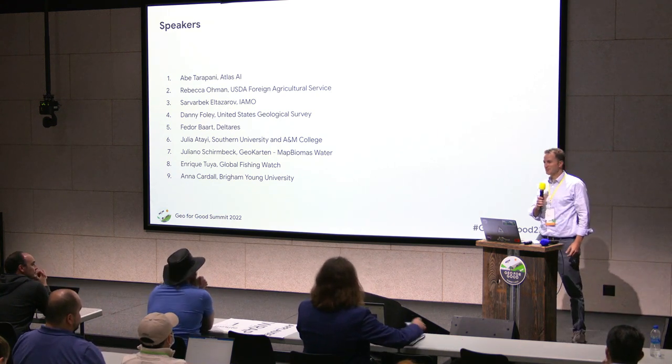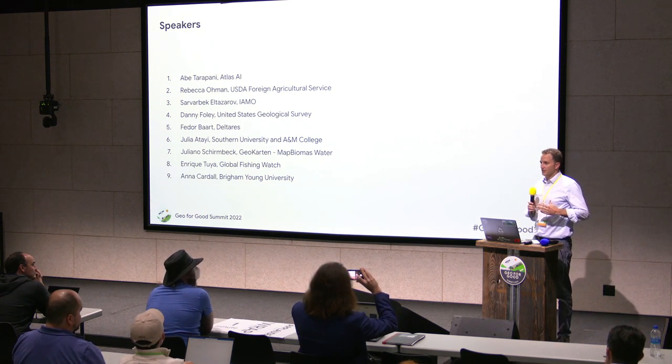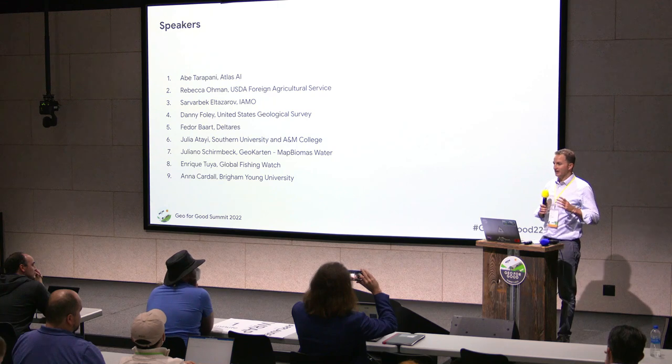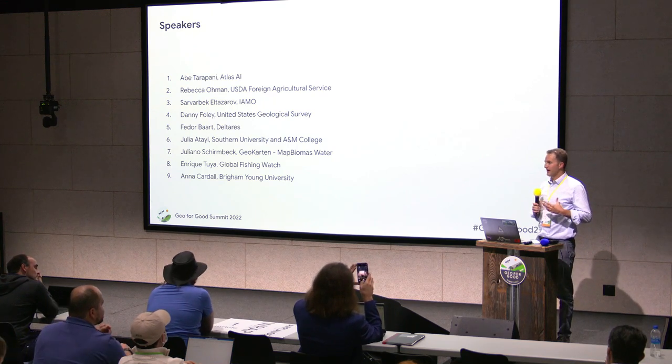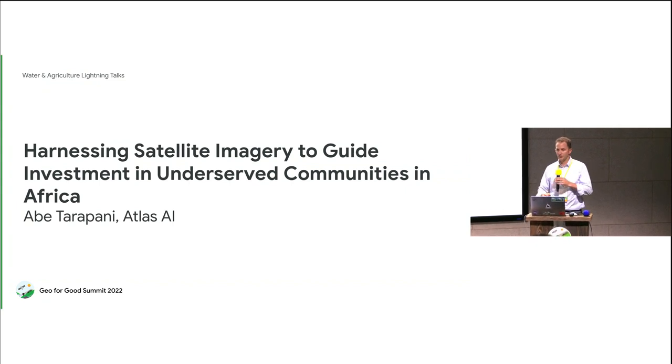Hi, everyone. I'm Abe Tarapani, the CEO of Atlas AI. A lot of the talks today are going to share amazing advances in how satellite imagery and machine learning are being used to map physical elements of the planet, from flood levels to crop productivity to land use. My talk's going to highlight how these same technologies are also being used to enhance our understanding of local poverty levels around the world and how local poverty measurement can help to improve the targeting of programs, especially those aimed at the most vulnerable and underserved communities on the planet.